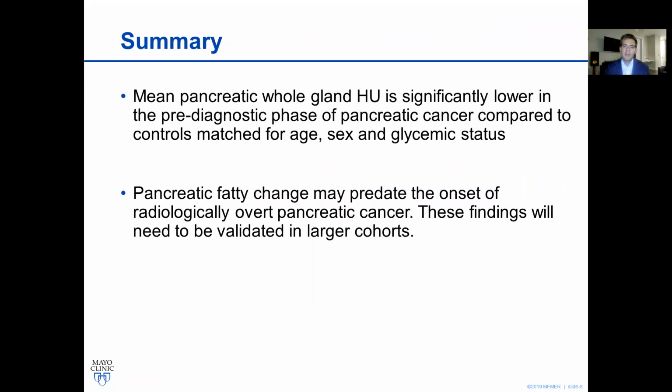So in summary, we conclude that the mean pancreatic whole gland Hounsfield units is significantly lower in the pre-diagnostic phase of pancreatic cancer compared to controls matched for age, sex, and diabetes mellitus. We also note that pancreatic fatty change may predate the onset of radiologically overt pancreatic cancer, although these findings will need to be validated in larger cohorts.